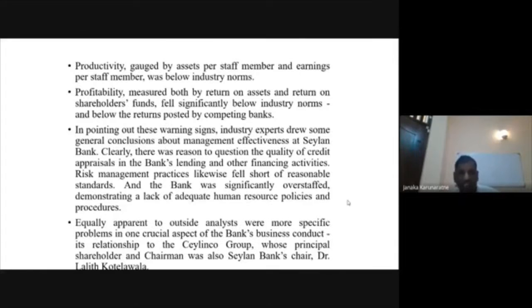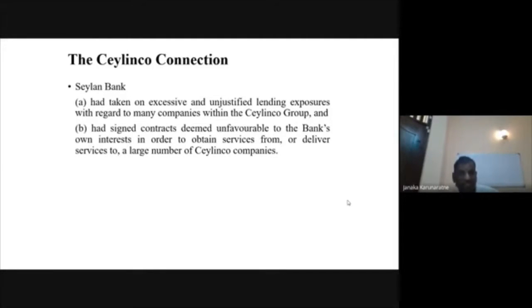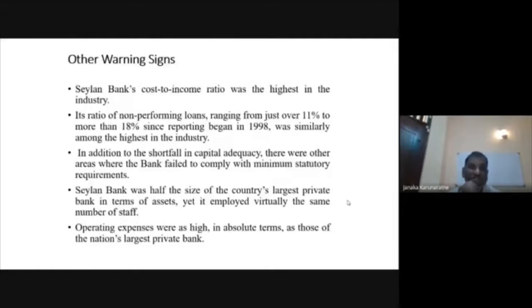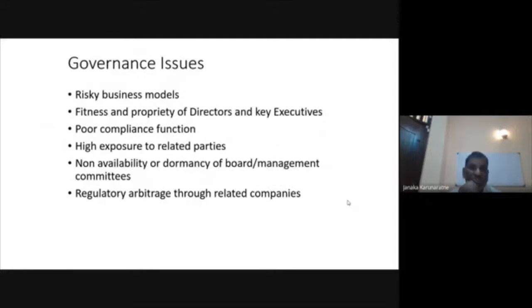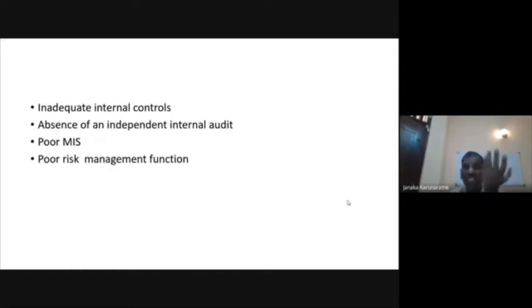Equally apparent to the outside analysts were more specific problems in one crucial aspect of the bank's business conduct. This is what we discussed earlier. So you see how it was important to have fair dealings with related group parties. The Cyclical connection. Ceylon Bank had taken on excessive and unjustified lending exposures with regard to many companies within the group. Group exposure. Remember we discussed the governance failings? High exposure to related parties, I clearly indicated. Remember governance issues. This is not only here, it is anywhere in the world.